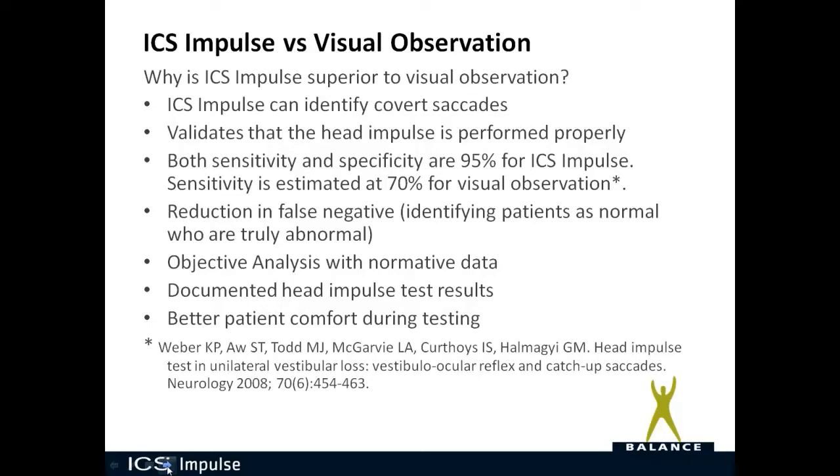So you want to keep your head impulses in that 150 to 200 degrees per second. So everybody who's out there doing visual observation, you need to slow down and do smaller head impulses. Obviously, smaller head impulses means that patient comfort is increased. So the smaller the head impulse, the more comfortable the test is for the patient.